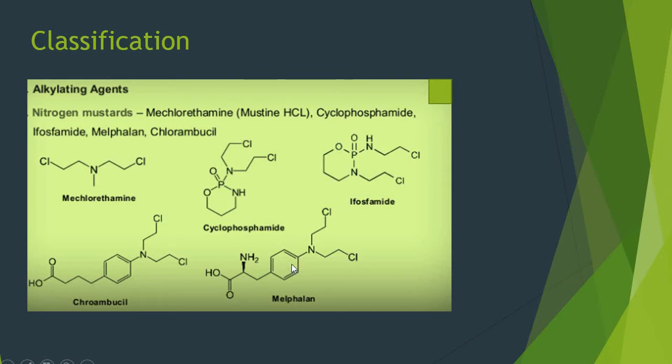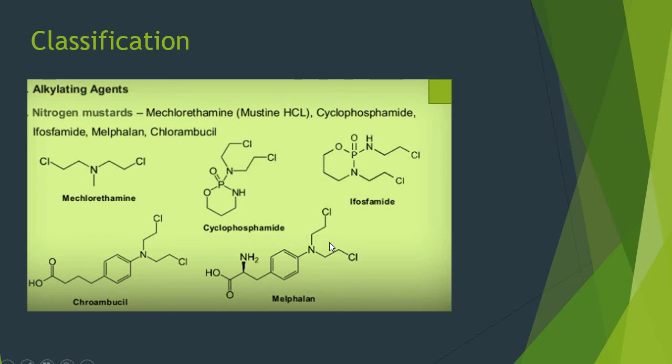Like melphalan. Melphalan is phenylalanine, and this is the bis 2-chloroethyl group in the melphalan. The next is chlorambucil, and in chlorambucil there is amino phenyl butyric acid, and this is the bis 2-chloroethyl group. So this is the bis 2-chloroethyl group in mechlorethamine, this is the bis 2-chloroethyl group in chlorambucil, this is the bis 2-chloroethyl group in melphalan.